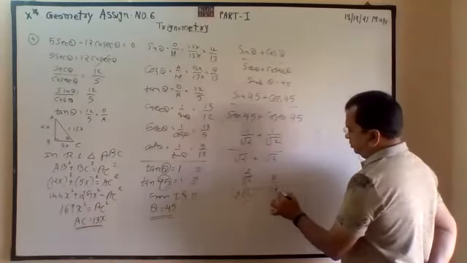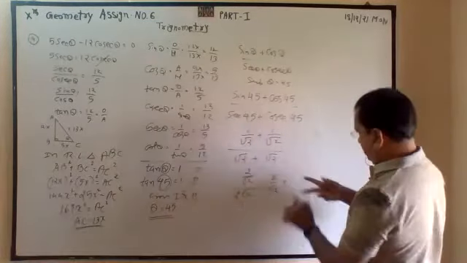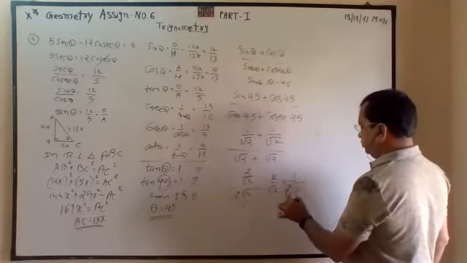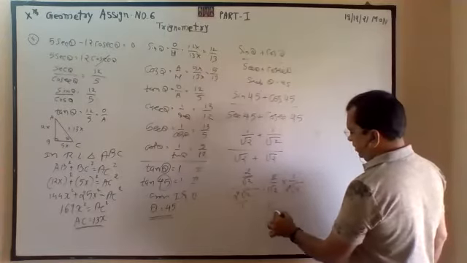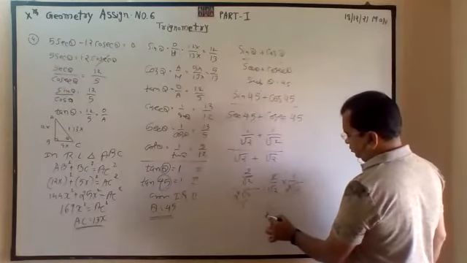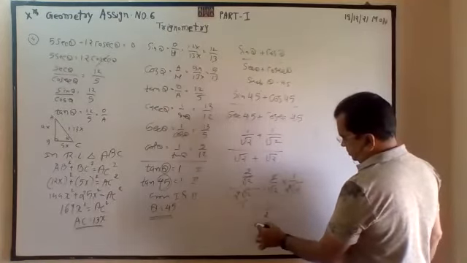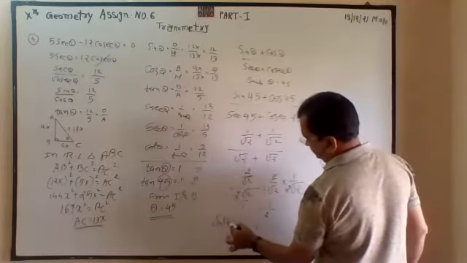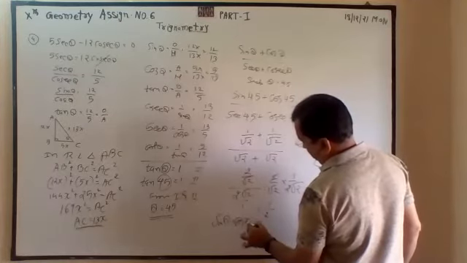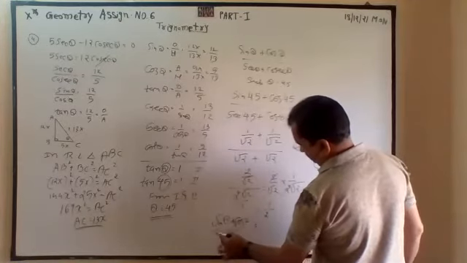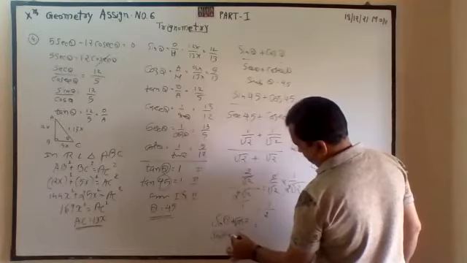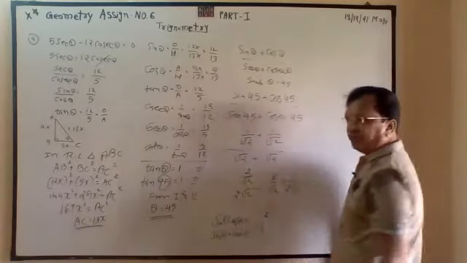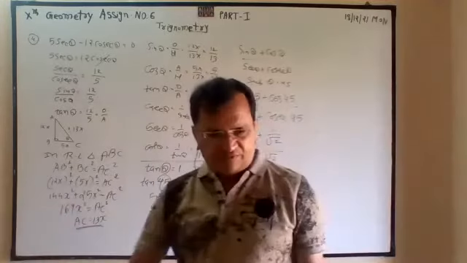So 2 by root 2, invert, 1 by 2 root 2. So the 2 cancels. 1 by root 2, 1 by root 2 means 2. Final answer. This sine theta plus cos theta, sec theta. Final answer is half.